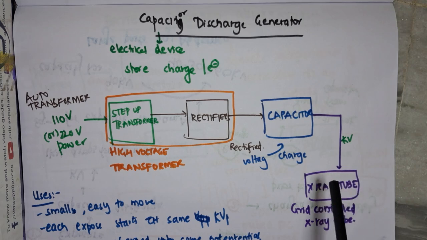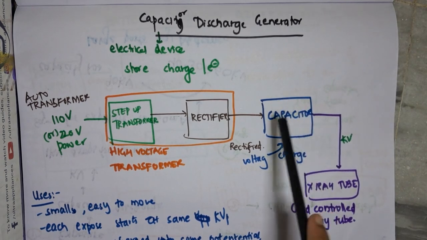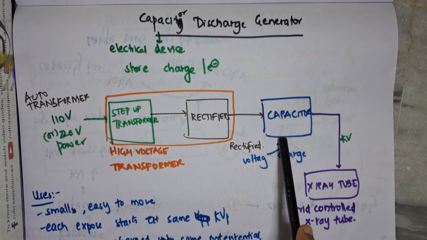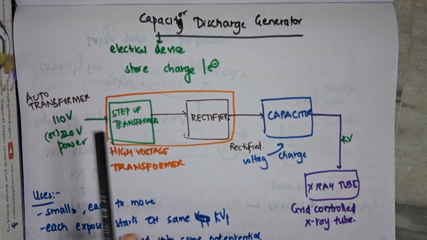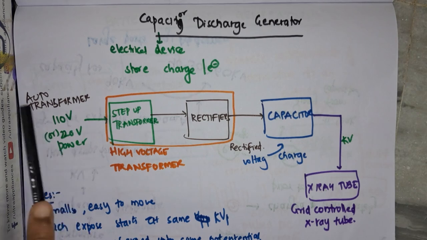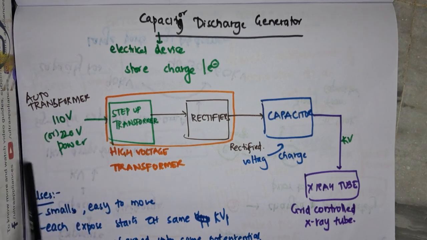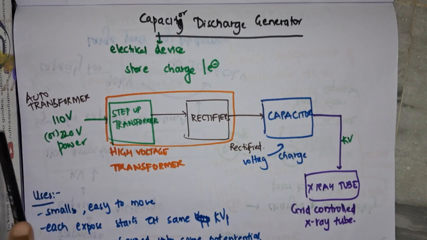The kilovoltage across the X-ray tube is controlled by the voltage across the capacitors. The voltage across these capacitors is controlled by the voltage from the high voltage transformer. The voltage from the high voltage transformer can be changed with the help of the auto transformer, because if you remember from the previous class, in the auto transformer there are many selectors which help in selection of the appropriate amount of voltage which is required to charge the X-ray tube.